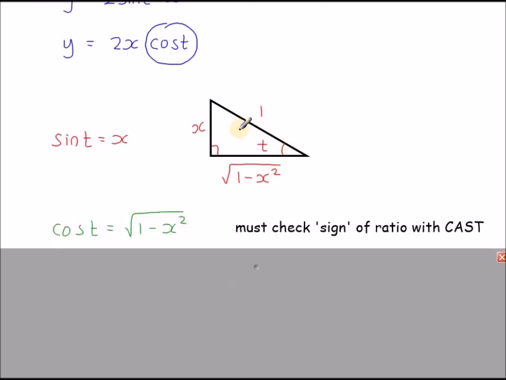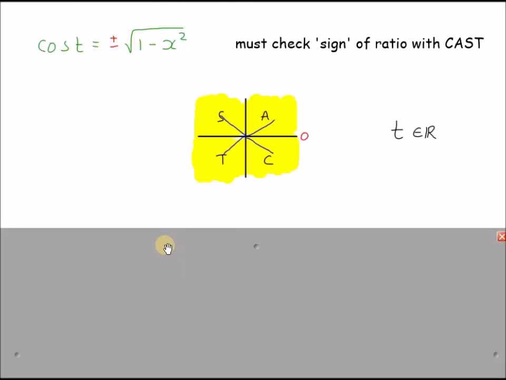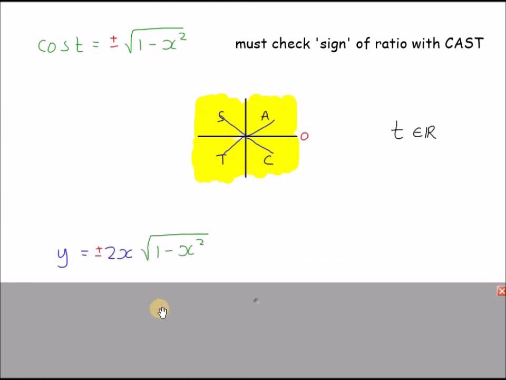But remember, the right angle triangle method only gives you the ratio. You still have to check whether it's a positive or a negative sign with the cast diagram. Now the condition for the angle this time is that it could be pretty much anything, positive or negative. So our angle could be anywhere on the cast diagram, which means we could have positive ratios in quadrants 1 and 4, we can have negative ratios in quadrants 2 and 3. There's actually 2 equations in here, like this. So y equals 2x root 1 minus x squared, and y equals minus 2x root 1 minus x squared.